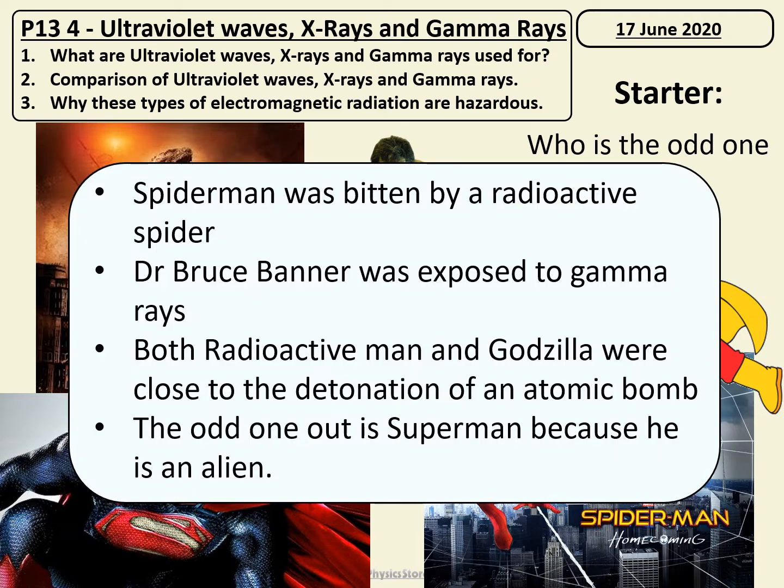So Superman is the odd one out because he is classed as an alien. Spider-Man was bitten by a radioactive spider. Dr. Bruce Banner was exposed to gamma rays. Both Radioactive Man and Godzilla were close to the detonation of an atomic bomb. And obviously Superman came from Krypton, I believe.